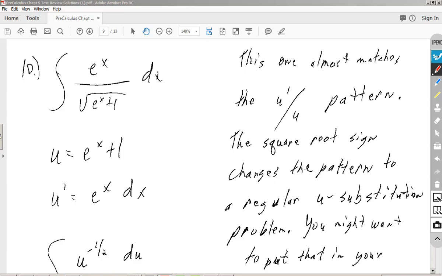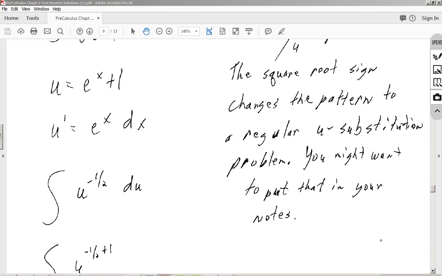Number 10, it says I got e to the x over the square root of e to the x plus 1. This one almost matches the u prime over u pattern. The square root sign changes the pattern to a regular u substitution problem. You might want to put that in your notes.